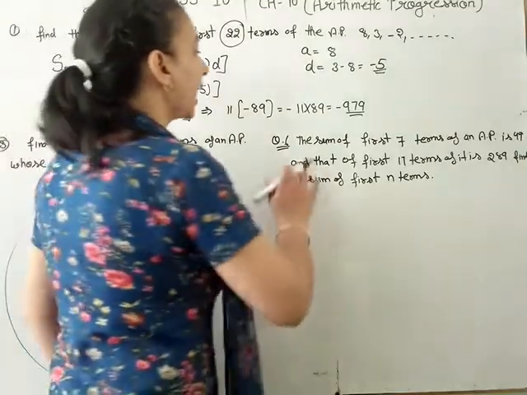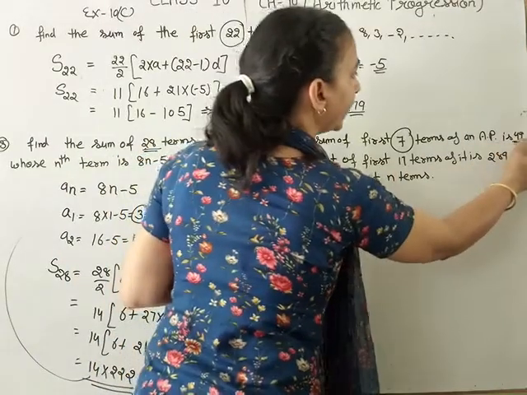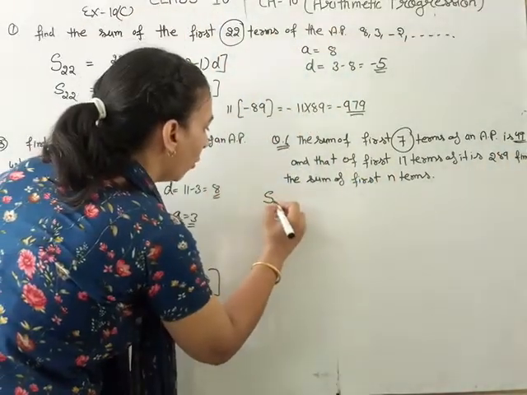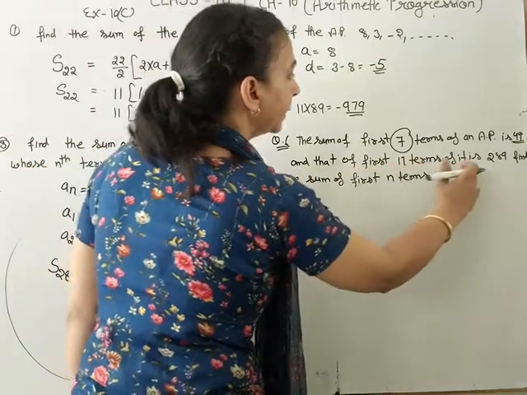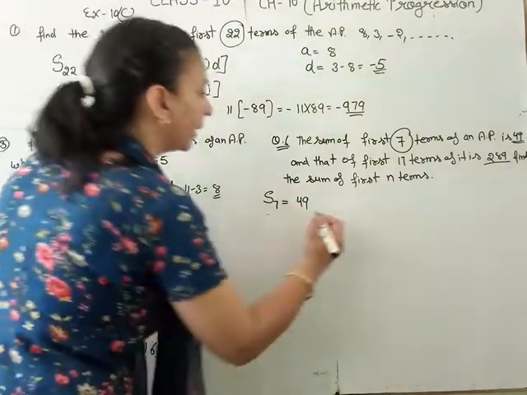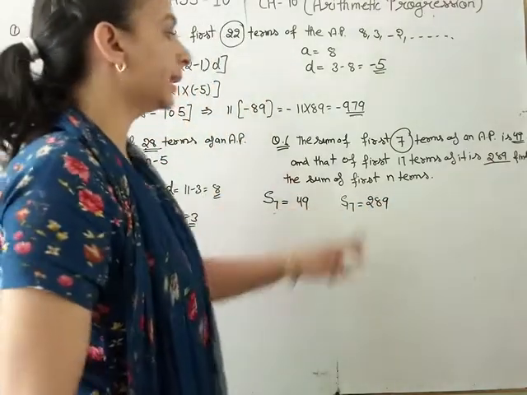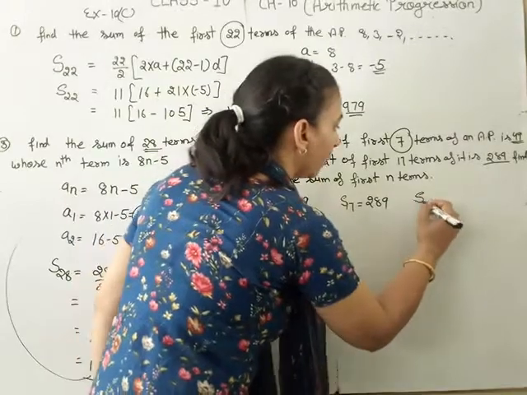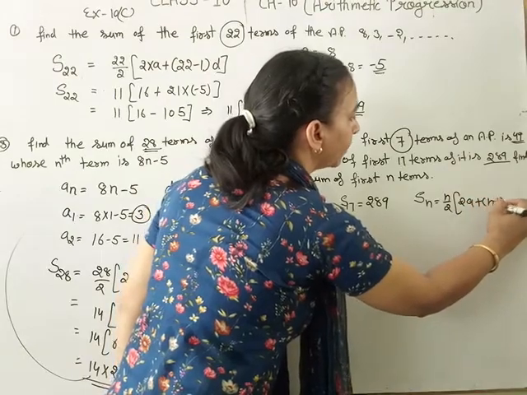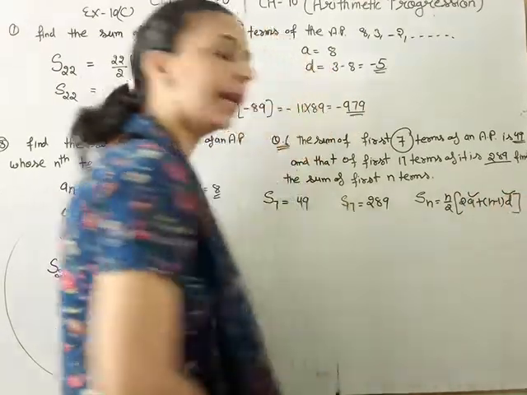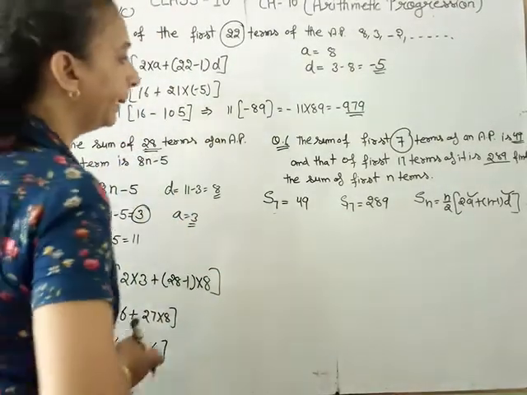Then question number 2: the sum of the first 7 terms of an AP is 49. That means the sum of 7 terms is 49. Next, the sum of the first 17 terms is 289. So the sum of 17 terms is 289. We find the sum of the first n terms, that means n by 2 into 2a plus n minus 1 into d. For this we need the values of a and d, and we have two equations to find them.